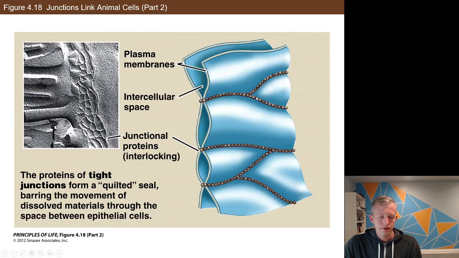Tight junctions a little bit more closely here. You can see this network of stitching so that if something's coming from up above here, it's going to bump into basically a line of these proteins, which are going to pinch the 2 cells together closely enough that those materials hopefully won't seep through.